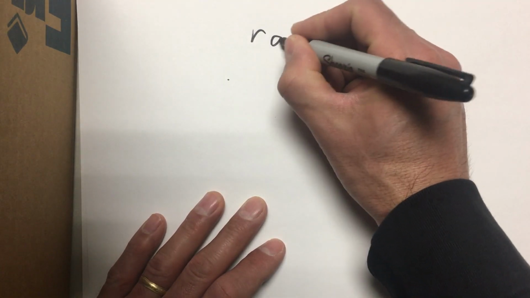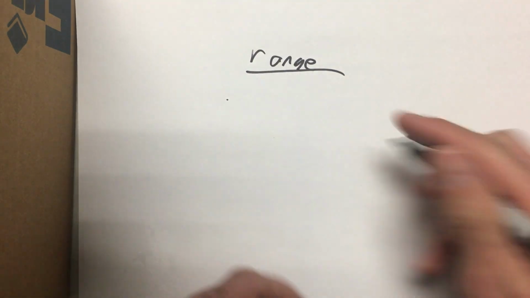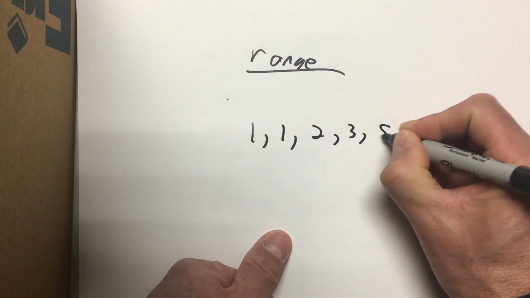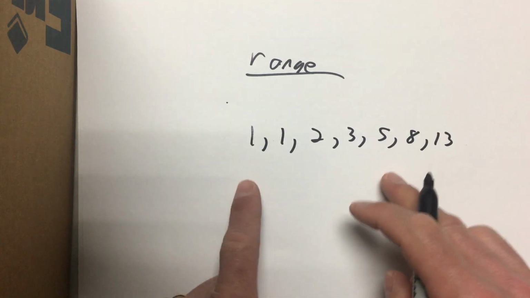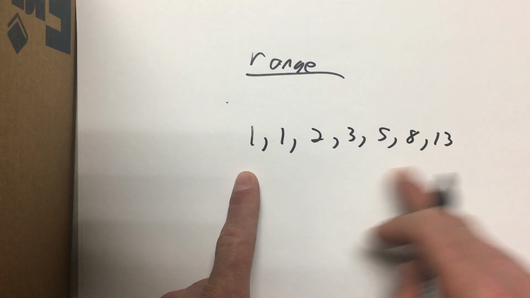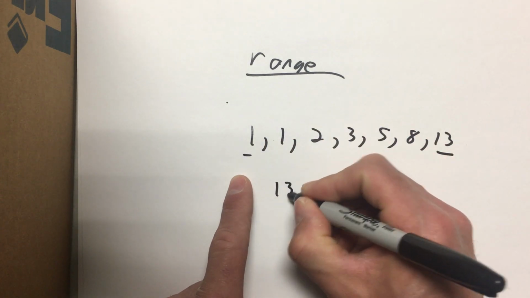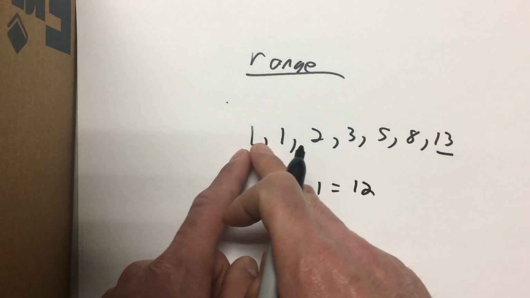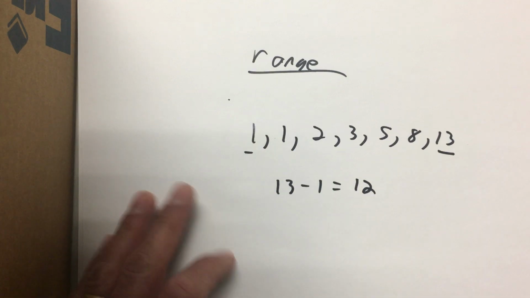Okay, so let's start with the range. This is the simplest way of measuring spread. Let's look at these numbers: 1, 1, 2, 3, 5, 8, 13. The range is the highest number minus the lowest number. This number minus that one is 13 minus 1. The range is 12. You go through 12 steps to get from the lowest number to the highest number.